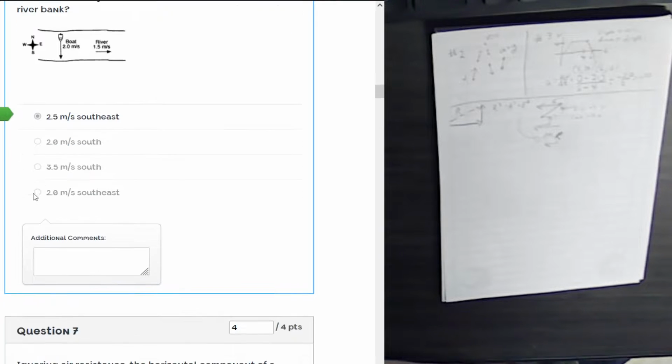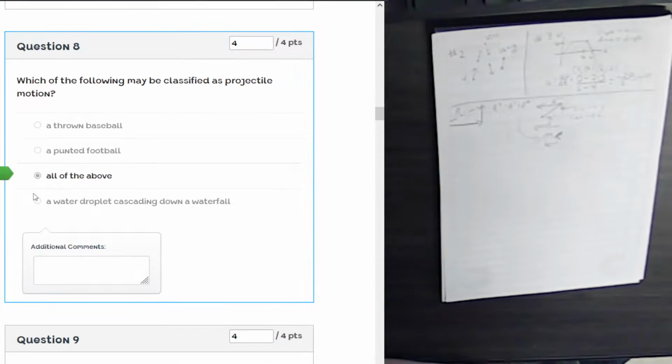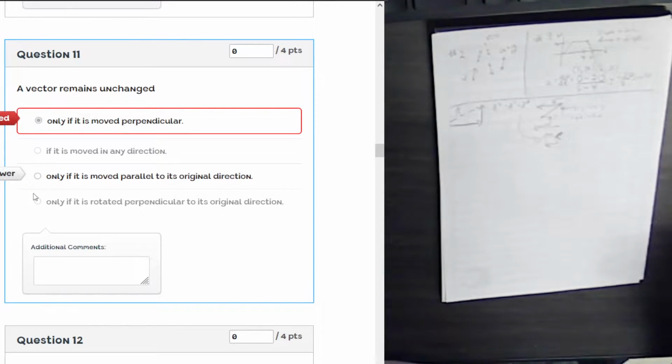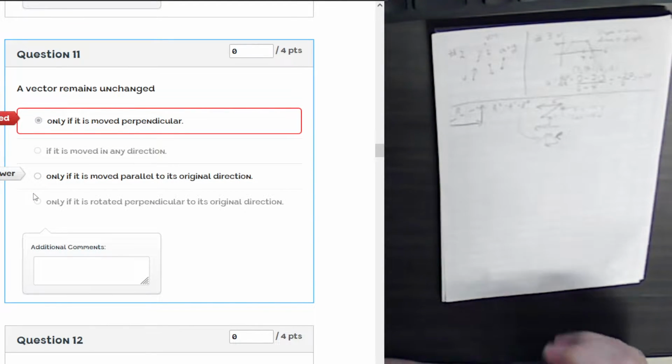Number 6, got that one right. 7 is right, 8, 9, 10, good. That's good. Okay, so now 11 here, it says a vector remains unchanged.